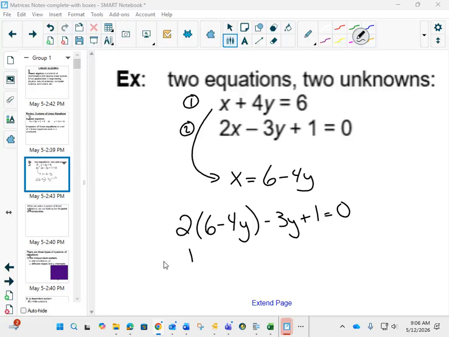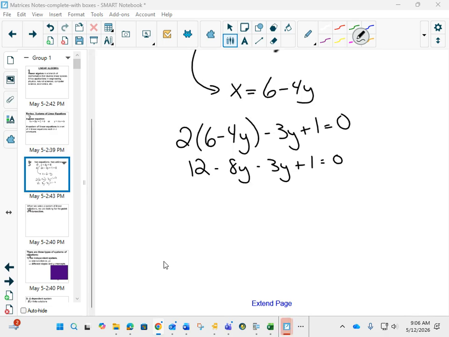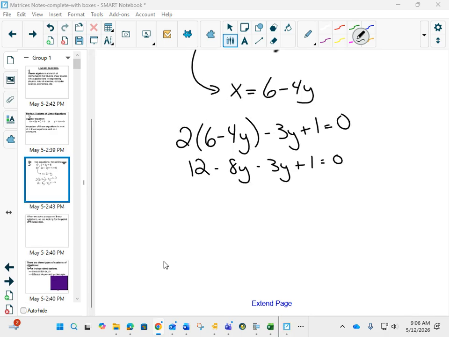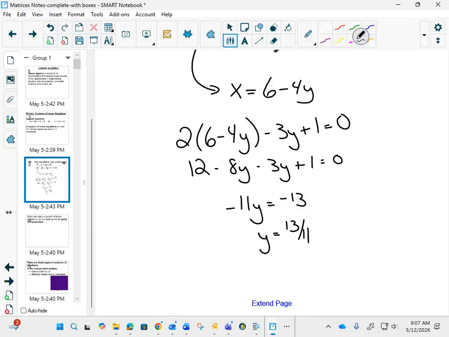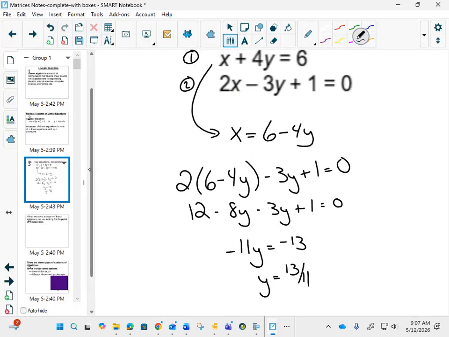So if I multiply this out, 12 plus 1 is 13, negative 11y equals negative 13. Not a great number, but I can solve for y. And if I solve for y, now I could plug it back in and find x. Something you noticed? No.